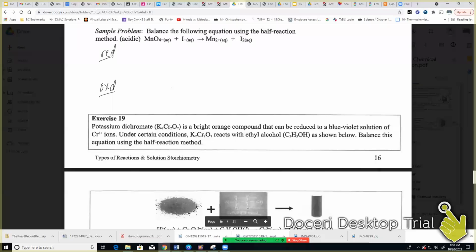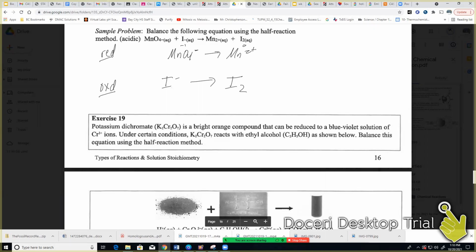So which was the easier one to see off of this one? Yeah, the iodine, right? It went from a negative one to zero. So it was my oxidation half. And then over here, if I went to the trouble of figuring it out, this Mn is a positive seven, and it went down to a positive two. So this would be my reduction half. And this particular MnO4 permanganate ion, I think they love to use those in reduction oxidation reactions. All right, so that's why I've got them separated.